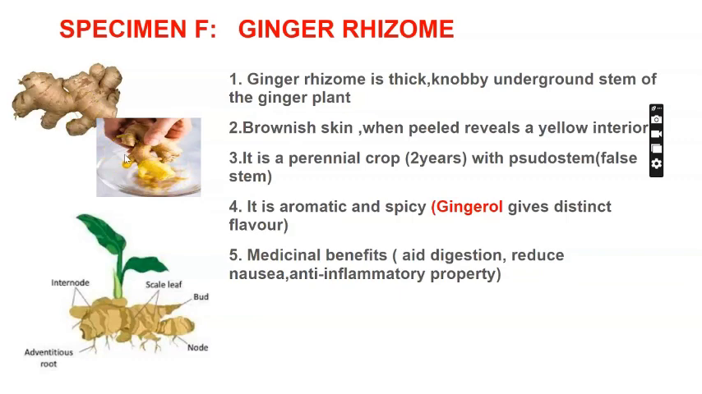It is a perennial crop, meaning it completes its life cycle in 2 years. It also has a pseudostem, or what we call the false stem. We all know that ginger is an aromatic and a very spicy rhizome. It has gingerol, which gives it its distinct flavor. And ginger has so many medicinal benefits, ranging from aiding digestion to reducing nausea and inflammation, and what have you. So ginger is a very, very important plant.